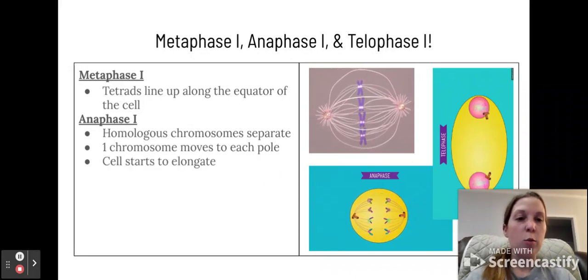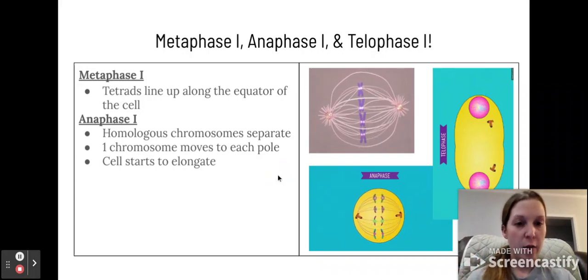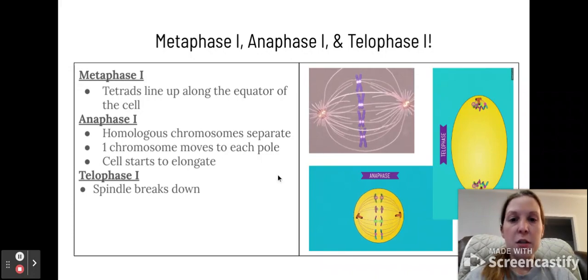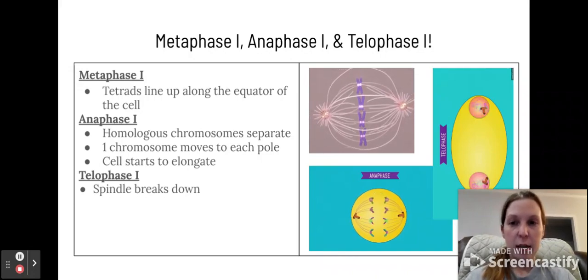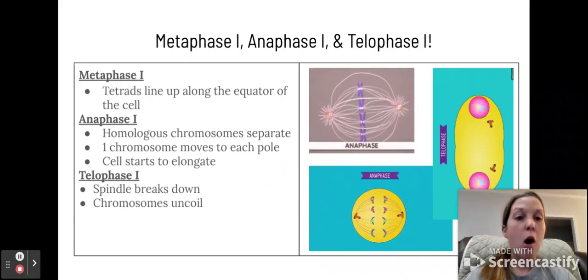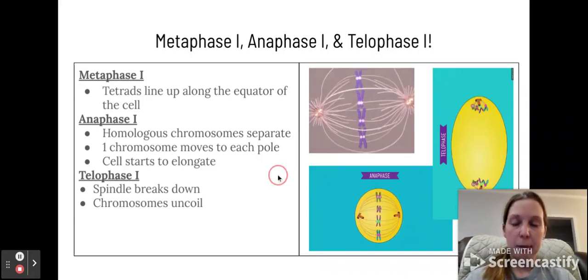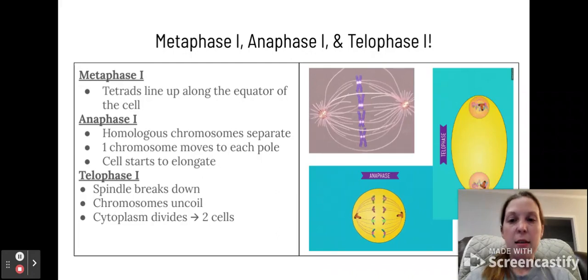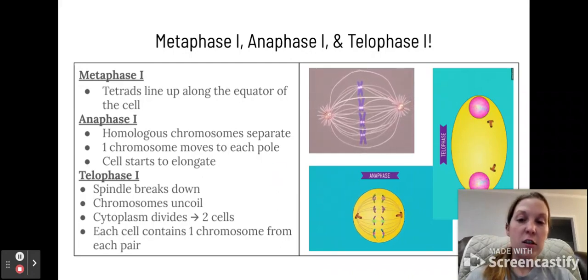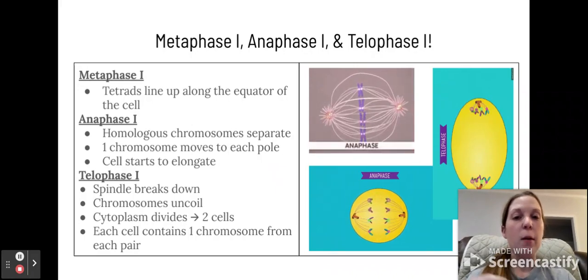and the cells will start to elongate so that they can start that telophase of kind of cinching in the middle. So the spindles break down in telophase 1. The chromosomes will uncoil back into their chromatin. And then the cytoplasm will divide so that you can have those 2 cells. And then each cell will contain 1 chromosome from each pair.